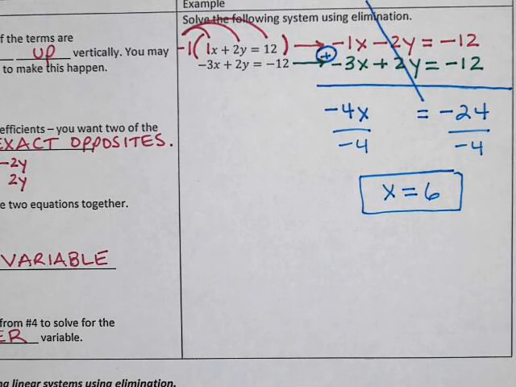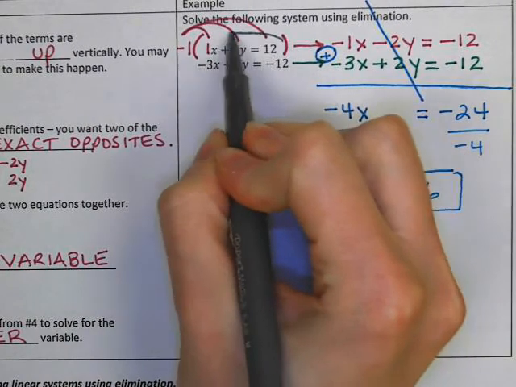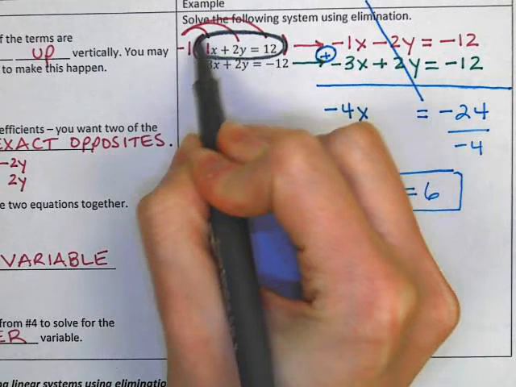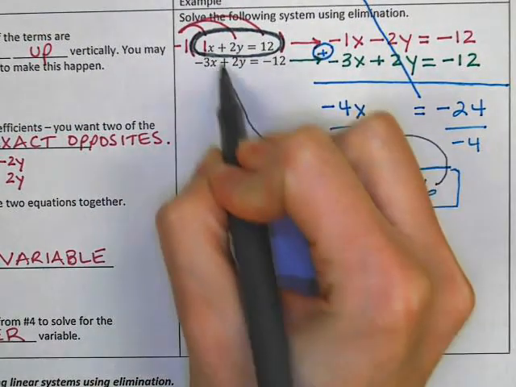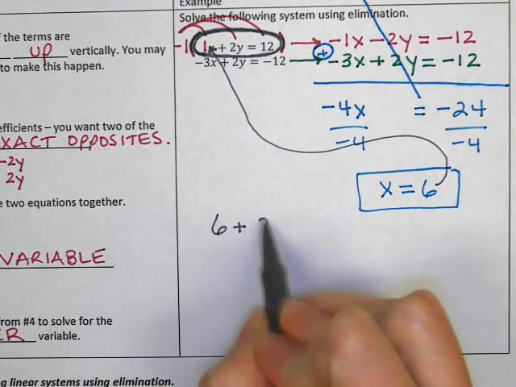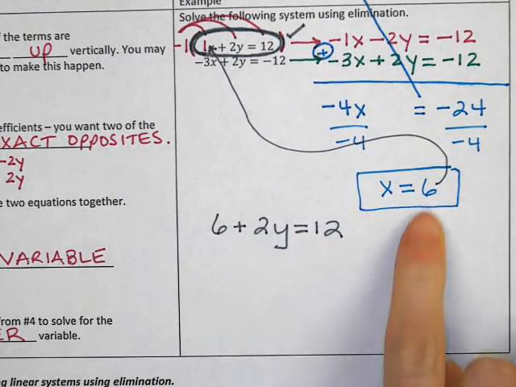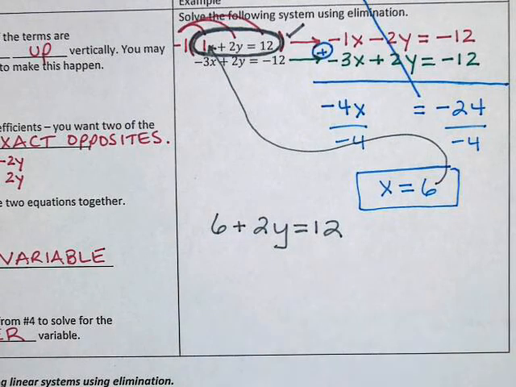All right, now that you found x, you're going to have to plug it back in and try to find y, and it does not matter where you plug it in. I'm going to plug it into my original top function here. Okay, so if x is 6, I'm going to plug it into x. So now it's going to be 6 plus 2y equals 12, right? I'm just plugging 6 into x, and I'm recopying that first equation.